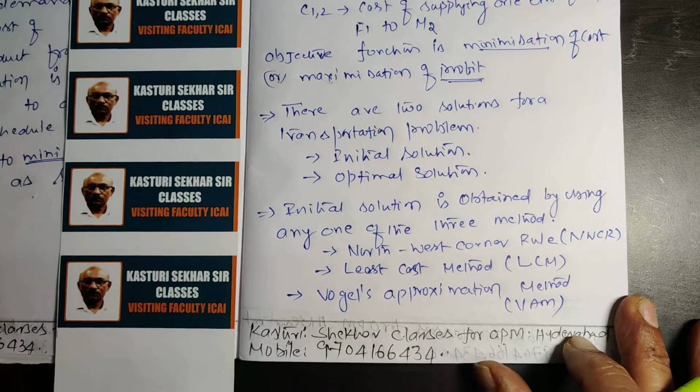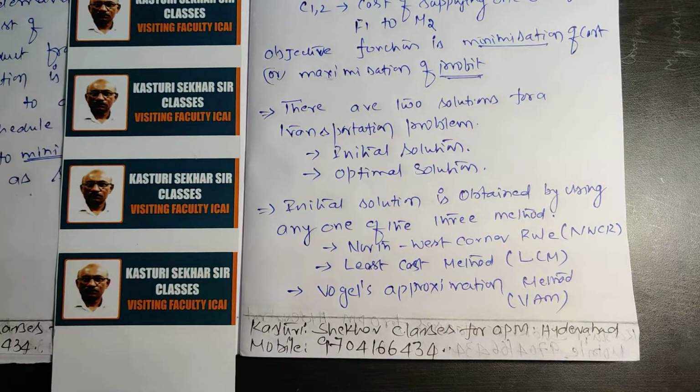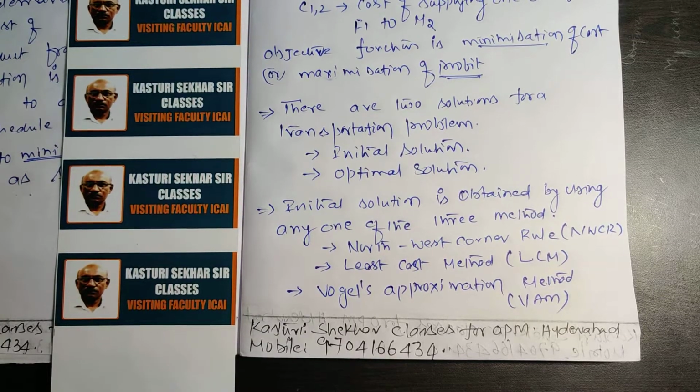You can obtain an initial solution either by using the northwest corner rule, or by using the least cost method, or by using Vogel's approximation method. In the exam they will specify which method we have to use, but here I will solve one question using all three methods to obtain an initial solution to the given transportation problem. Okay sir, let's see.